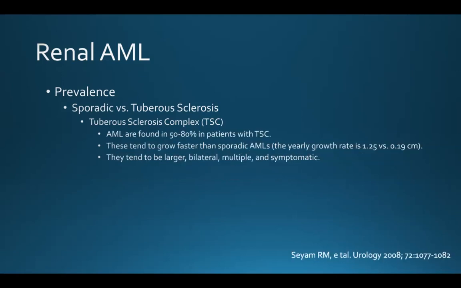AMLs are found in 50 to 80% of patients with tuberous sclerosis complex. These tend to grow faster than sporadic AMLs, and they tend to be larger, bilateral, multiple, and symptomatic.